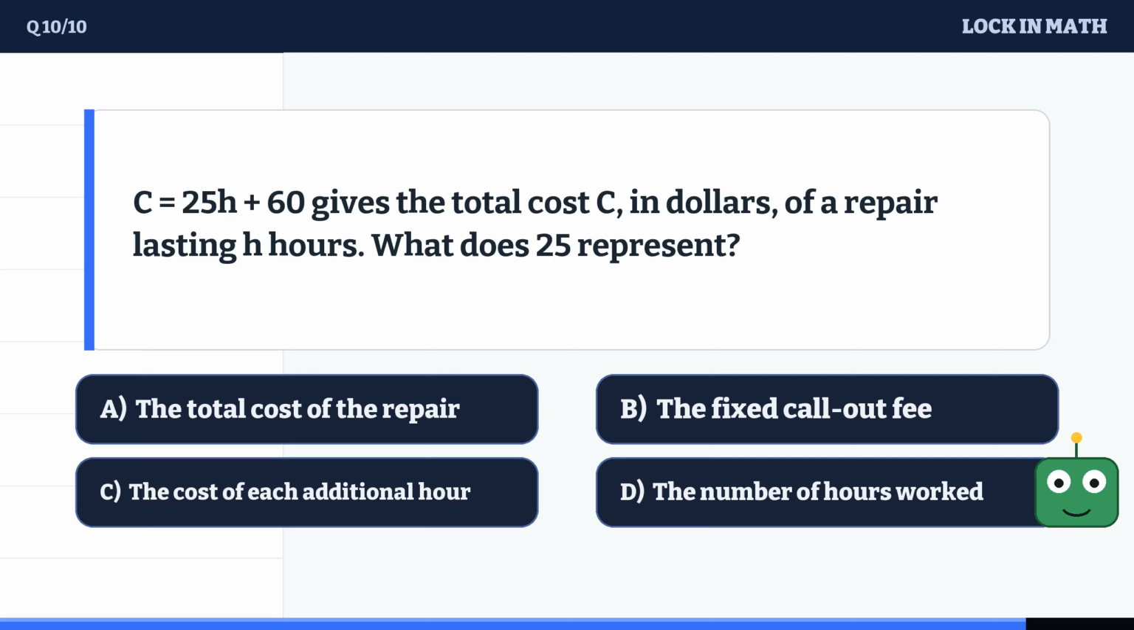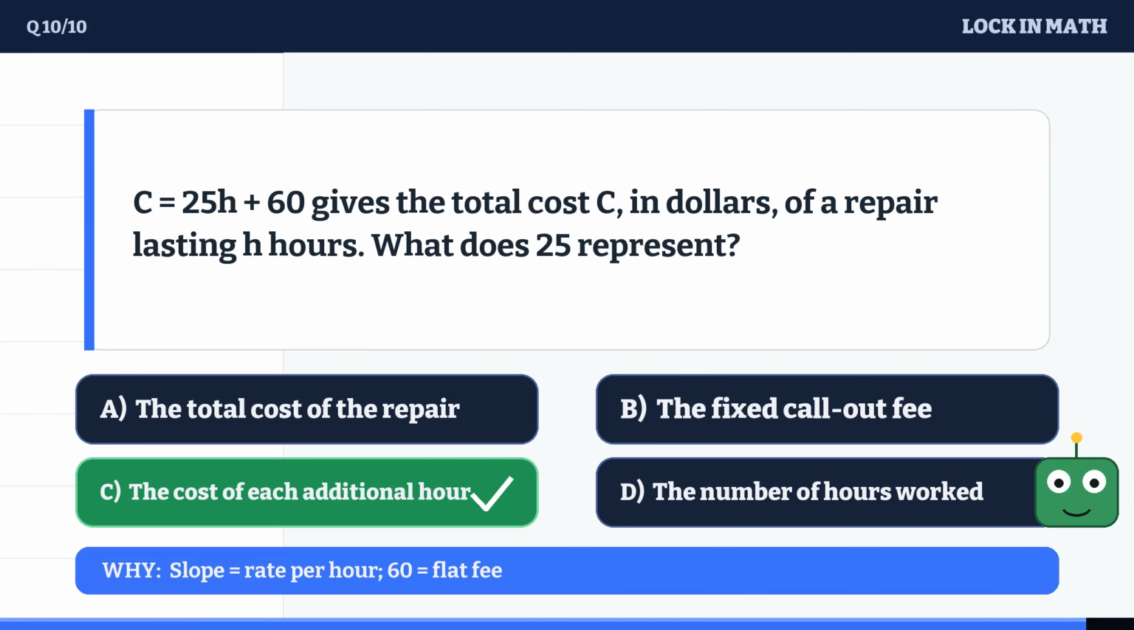C equals 25h plus 60 models the cost of a repair that lasts h hours. What does the 25 represent? It's the cost of each additional hour. The slope is always a rate, dollars per hour here. The 60 is the flat fee you pay at 0 hours. Swapping those two roles is the single most common interpretation mistake on this test.